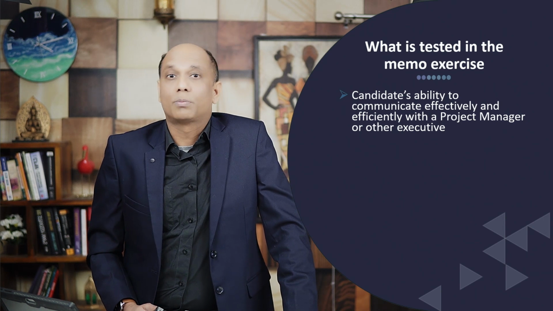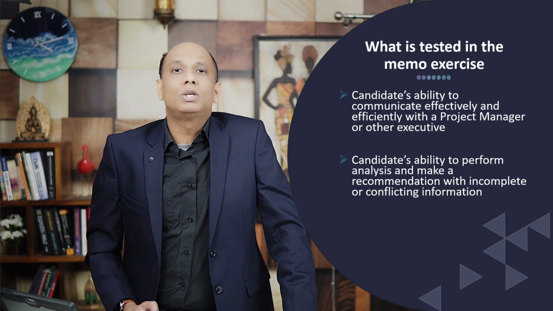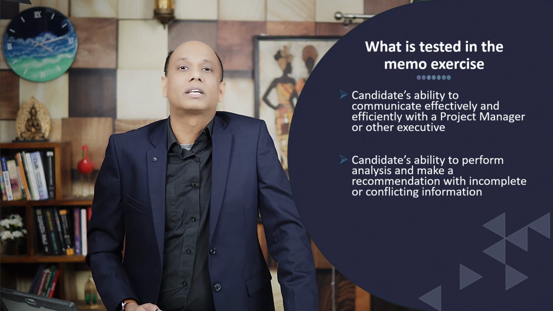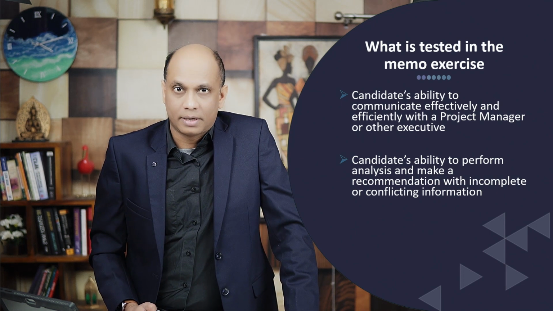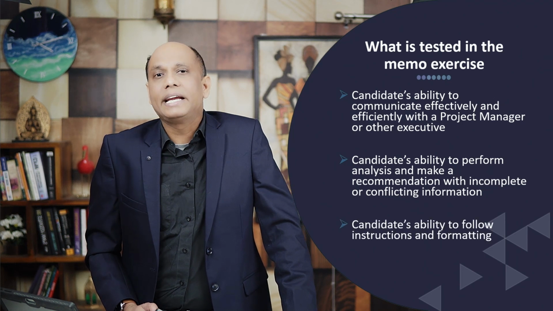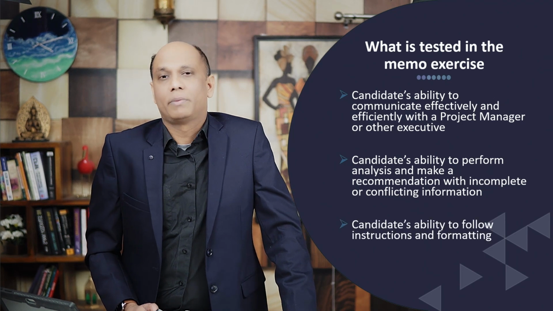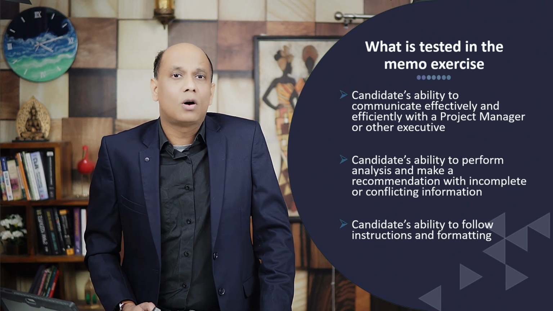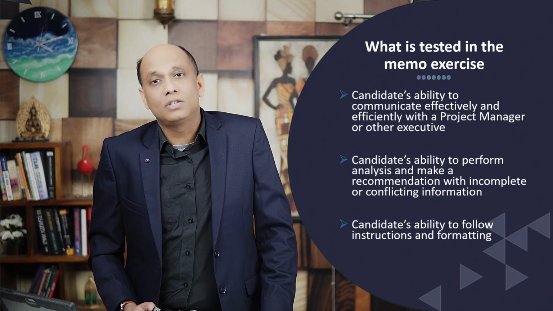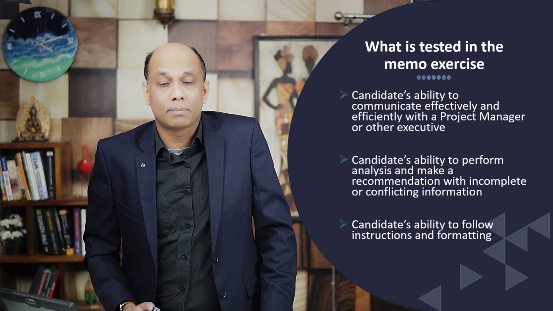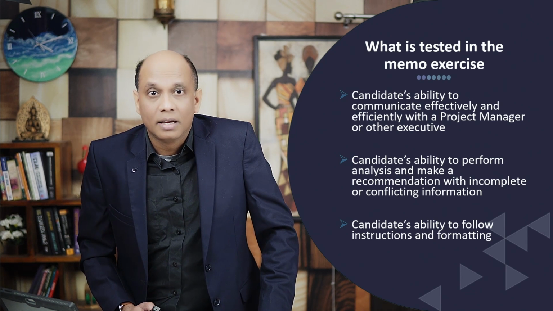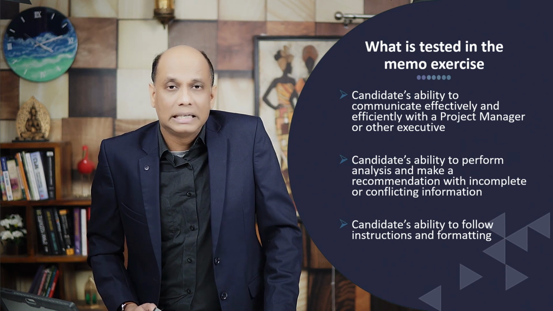efficiently with project managers or other executives. That's point number one, right? Point number two is the candidate's ability to perform analysis and make recommendations with incomplete or conflicting information, right? And point number three is the candidate's ability to follow instructions and formatting. So these points are here, right? As I stated, the objective of the memo is for you to communicate effectively with the project manager in one page using a specific communication format. And we are going to talk about that format in just a moment.